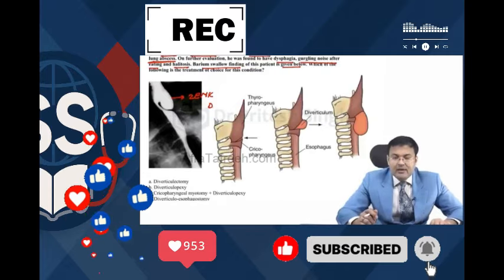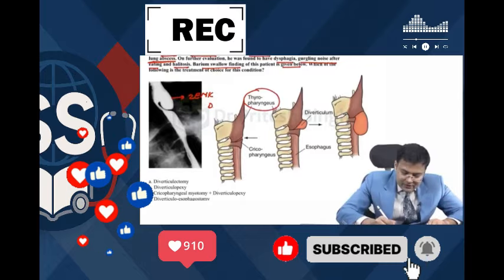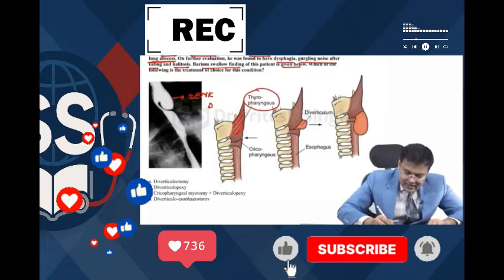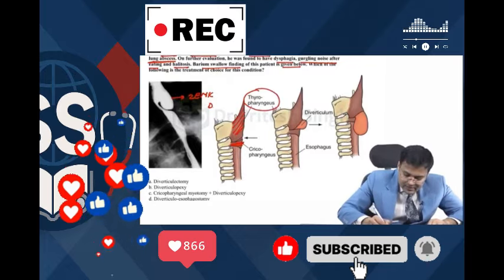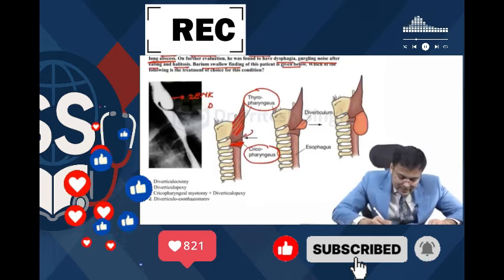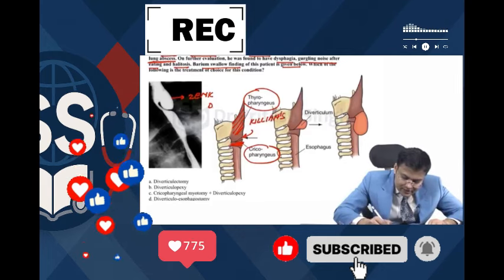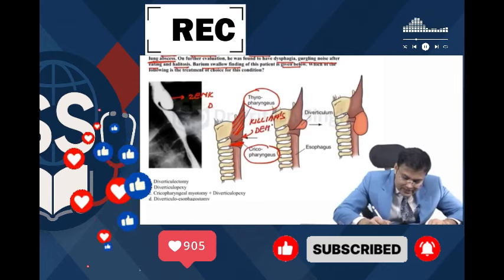Have a look. Now in this case, you can see there are oblique fibers of thyropharyngeus and there are transverse fibers of cricopharyngeus. In between, there is a dehiscence, and this dehiscence is known as what? Killian's dehiscence.